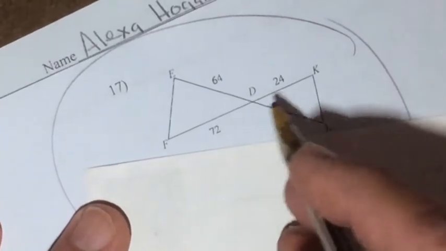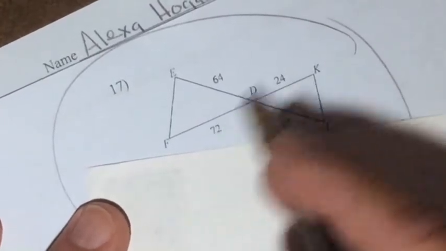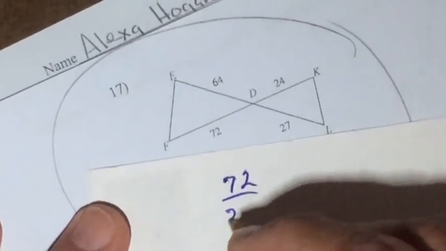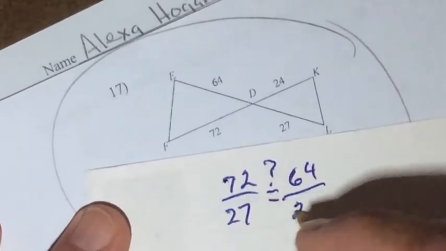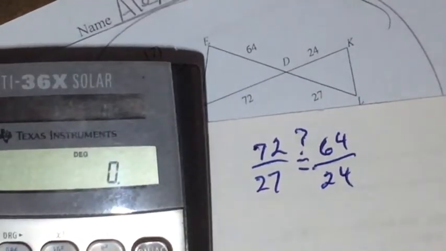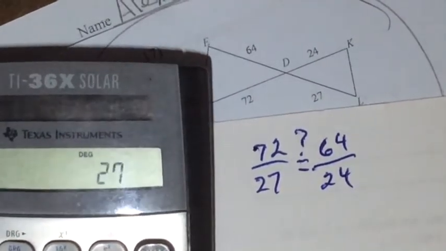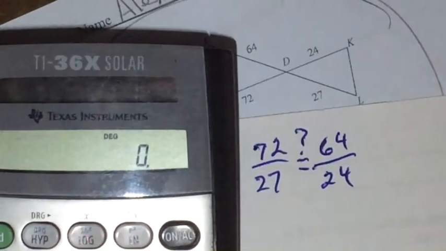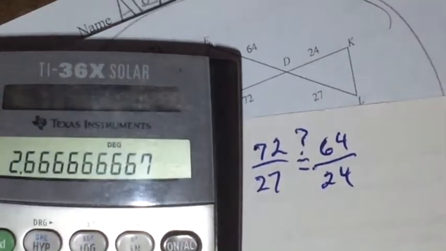This is like the first one. We have two vertical angles and then sides we can use. The large one here is 72, and the large one here is 27, and the small one here is 64, and the small one here is 24. And again, let's just jump right to the calculator. 72 divided by 27 equals 2.6 repeating. And 64 divided by 24 equals 2.6 repeating.